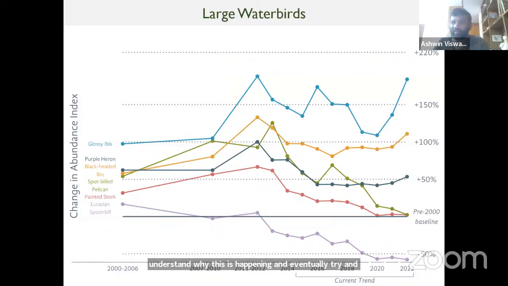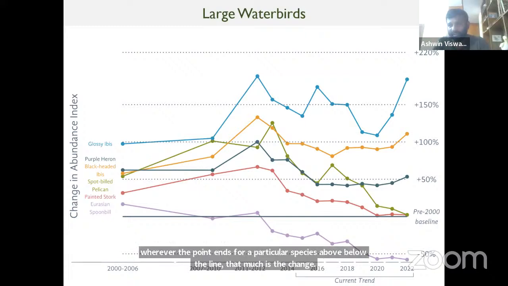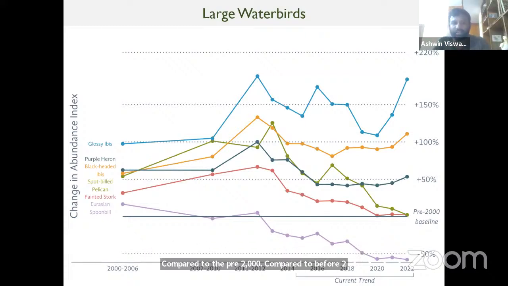This is a graph where you can see many large water bird species together. And the way to understand this graph is that you have a line here, the pre-2000 baseline, and wherever the point ends for a particular species, above or below the line, that much is the change compared to before 2000. So compared to before 2000, purple heron has increased by 50%. Compared to before 2000, there is no change in painted stork, right? Compared to before 2000, glossy ibis has increased by almost 200%.